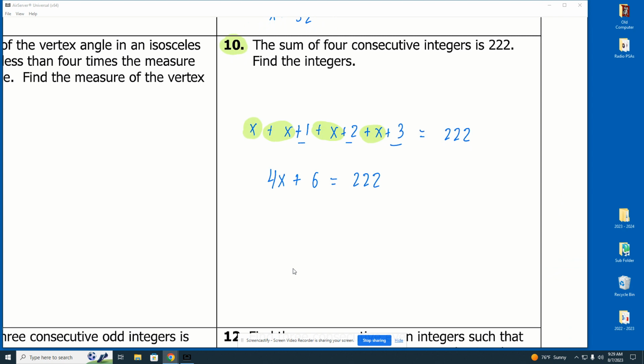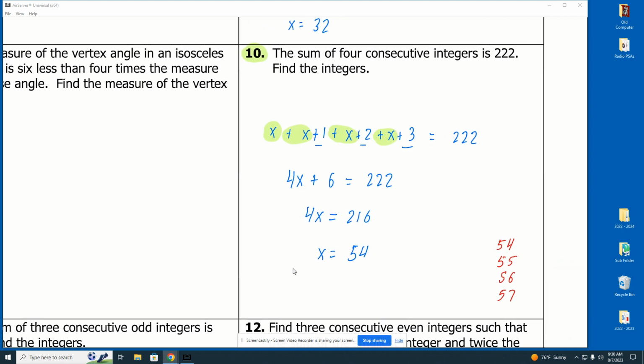And now look at us. We've got a simple problem that just needs to be solved. I subtract 6. What's 222 minus 6? 216. And then lastly, we divide by 4. 54 is the first of our 4 consecutive, right? So what are my 4 consecutive? 54, 55, 56, and 57. Listen, I always like to go back and just add those up real quick and make sure they equal what? Just double check it, just to make sure you did your work right.